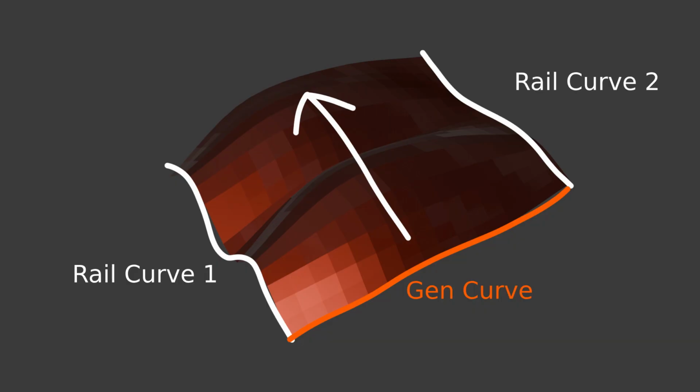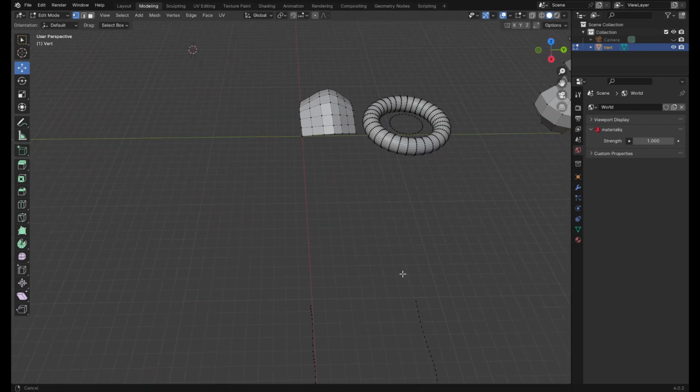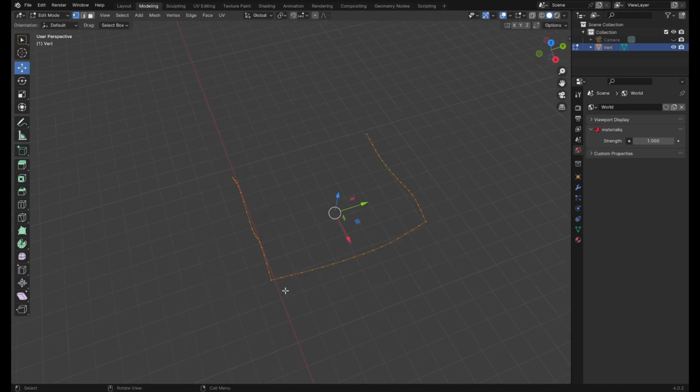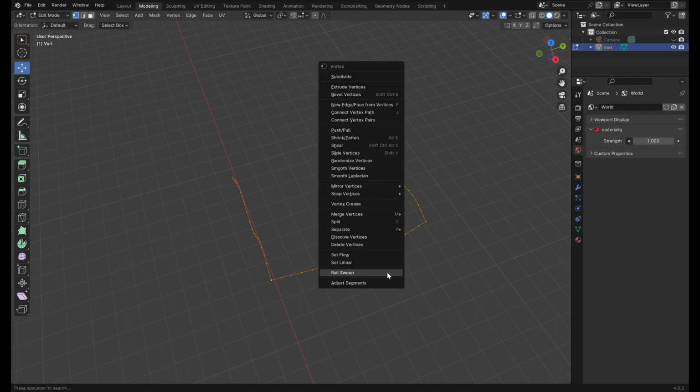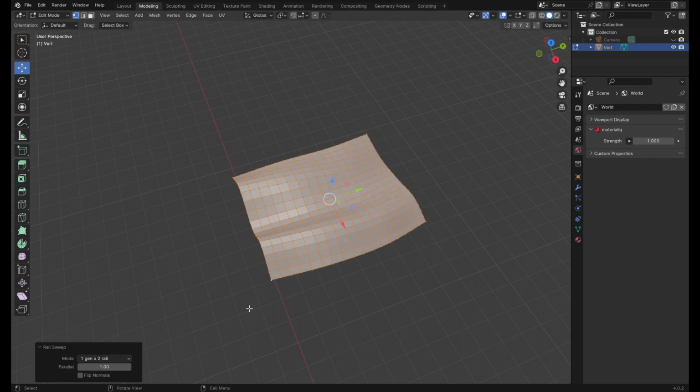The second mode: one generation curve and two real curves. The generation curve will be guided by two real curves at the same time. In this mode, the generation curve and real curves must be connected. To build the surface, select the vertices of the curves and make sure the active vertex is the intersection of the generation curve and one of the real curves. Then right-click, Real Sweep, and manually switch the mode to one gen to real.